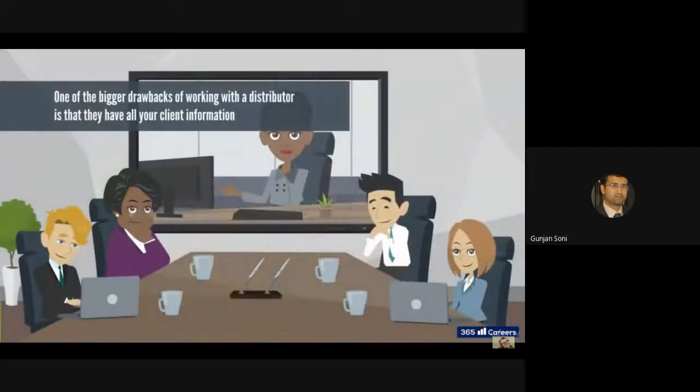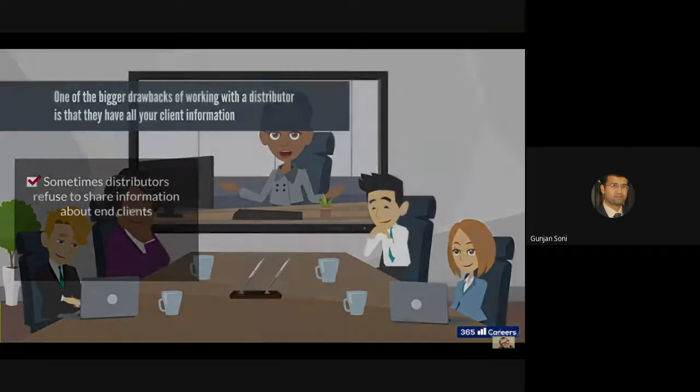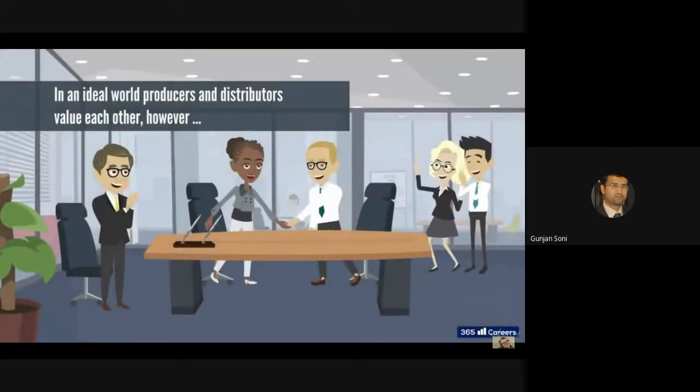The last aspect we mentioned is information. One of the bigger drawbacks of working with a distributor is they have all your client information. And what is worse, in some situations, they might refuse to share it with you as they consider it their own asset. Every firm wants to know more about its customers, And what if someone else owns that information? Well, obviously, that's a problem. In an ideal world, the relationship between producers and distributors would be flawless. Both parties will value each other, will be determined to share profits in a fair way, and will work together in the long run. The truth is, however, we live in the real world, and producer-distributor relationships are rather complex and require willingness for concessions on both sides.